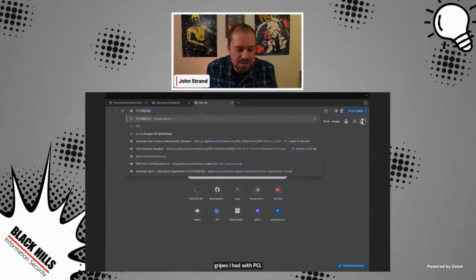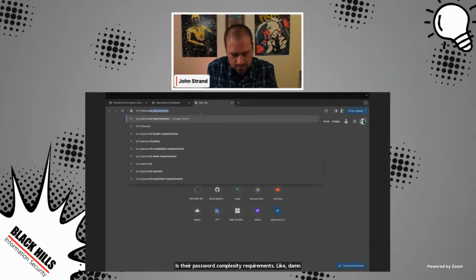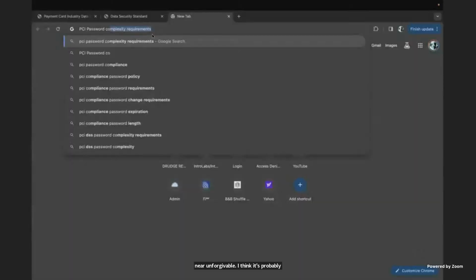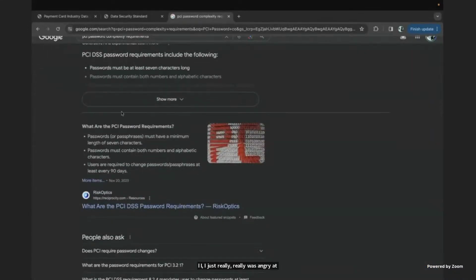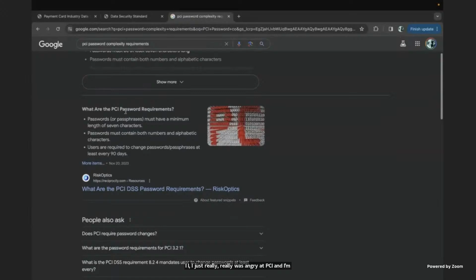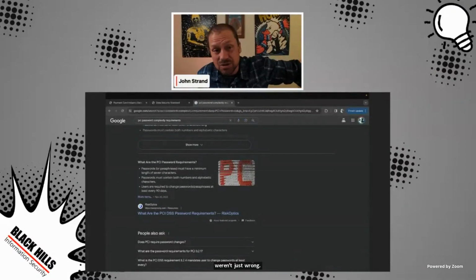So if you look at PCI password complexity requirements, this is what they were. All right. Passwords or passphrases must have a minimum of 7 characters. This is a joke to me, and it has been a joke to me for a decade, maybe a decade.